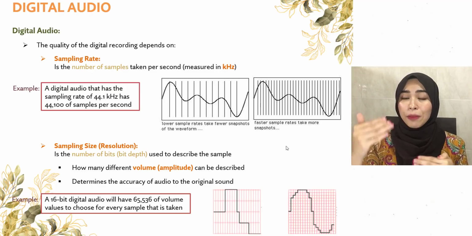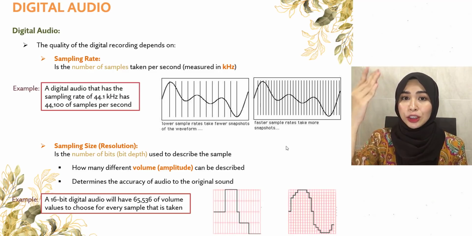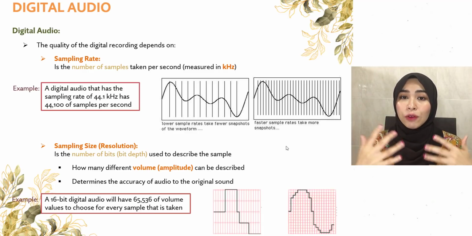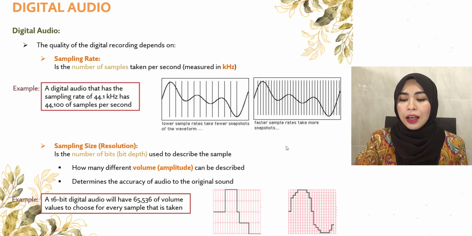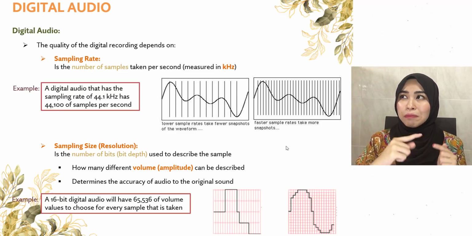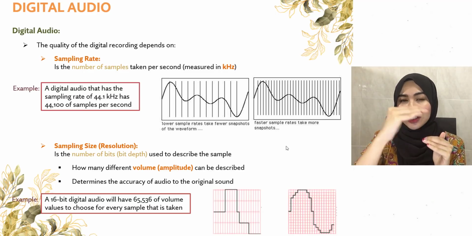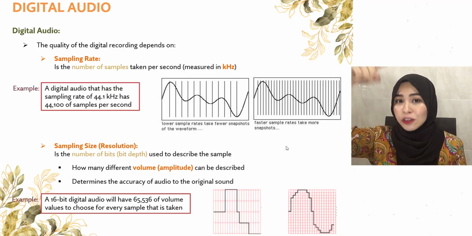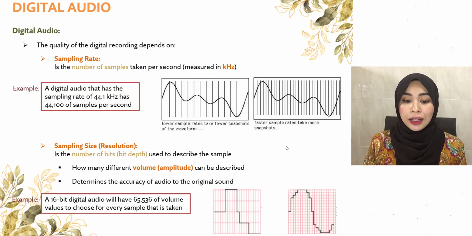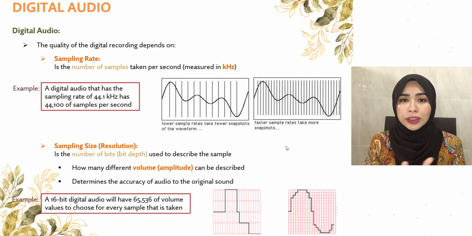The higher the bit depth of the sound, the more amplitude, or the more volume, that we can record to describe the sound. If you take a look at these two images right here, with a low bit depth you can't really record that much amplitude, so there isn't that much difference between each sampled sound. Whereas if you take a look at the next image, it has a higher bit depth, meaning that there can be more variations of the amplitude that is taken. So for example, a 16-bit digital audio will have 65,536 volume values to choose from for every sample that is taken.